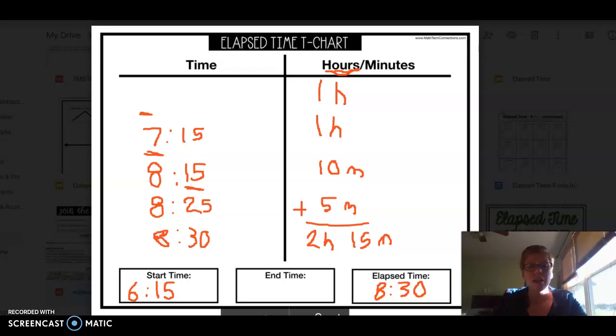All right, so this is how you use a T-chart to do elapsed time. Please use this chart to help you. It is incredibly hard to do elapsed time without a T-chart. Even for myself as a teacher, I have to use a T-chart sometimes. So keep this chart in front of you as you go on to the next step and work on your elapsed time problems.